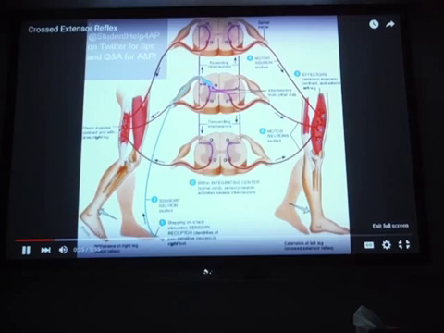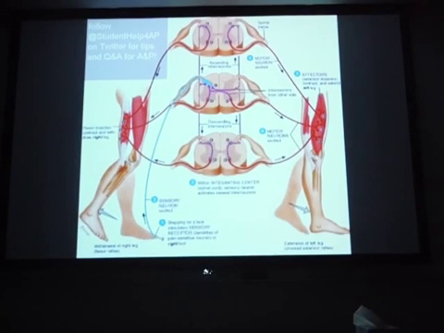So the crossed extensor reflex is exactly what it says it is. It is going to result in stimulating the extensor muscles on the other side of your body, or in the other lower limb. That's the crossed extensor reflex. So the interesting thing about this one is it uses the same sensory part of the arc as the flexor or withdrawal reflex because it is being stimulated by the same tack. So let's look at this image here.